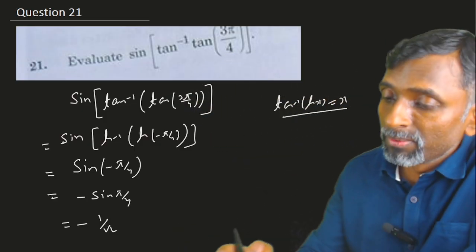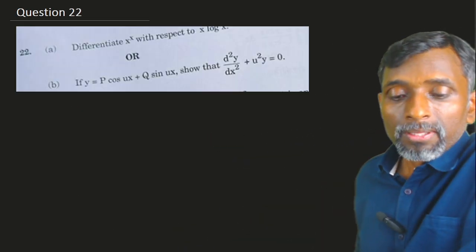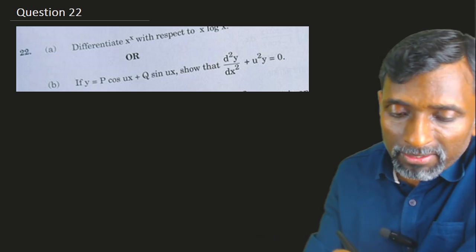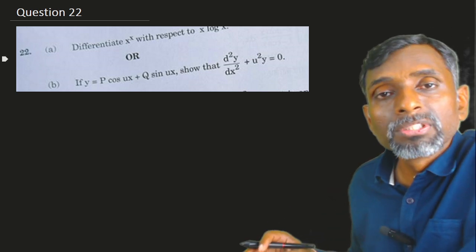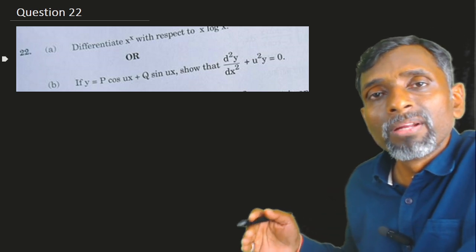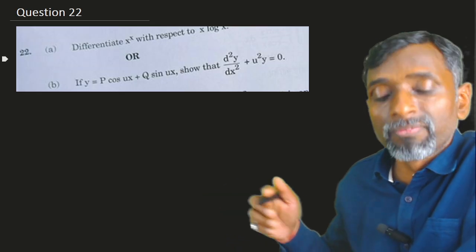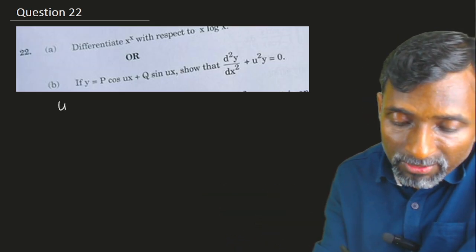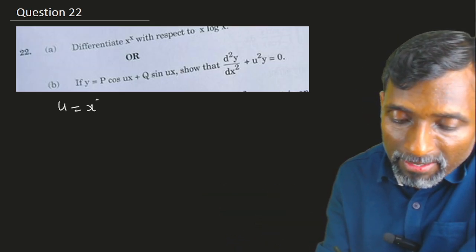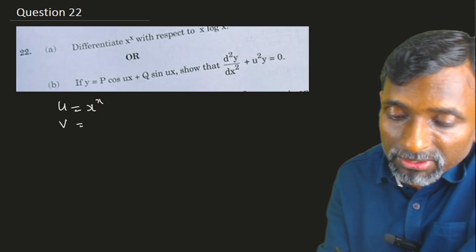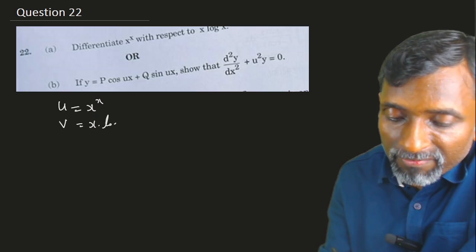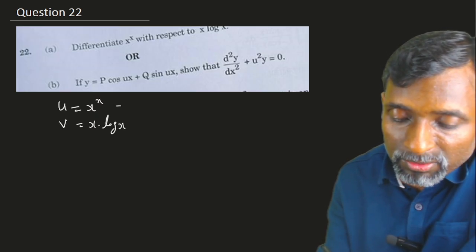Okay, so let's move to question number 22. In question 22, there are two functions. This is a question based on the derivative of one function with respect to another function. So you can consider both functions as u and v. This is a question based on the parametric function. So first we should find it.